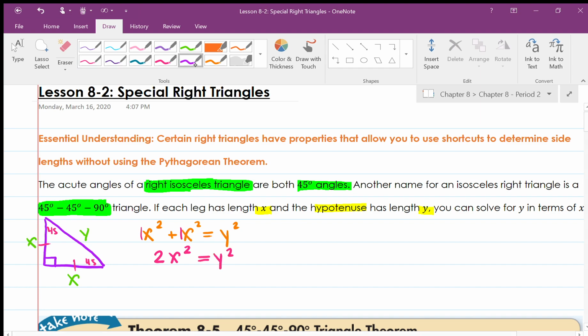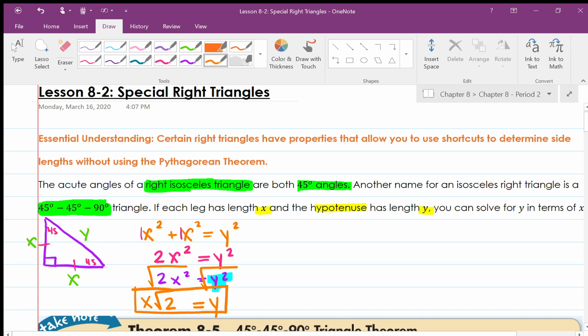Now, in order to isolate y, let me rewrite this: 2x squared is equal to y squared. Say I want to get y by itself. In order to do that, you're going to have to square root both sides. You're going to get y is equal to x square root of 2. The square root of 2 is just the square root of 2. The square root of x squared is x. That comes on the outside, right?